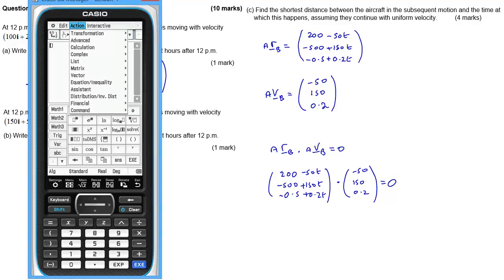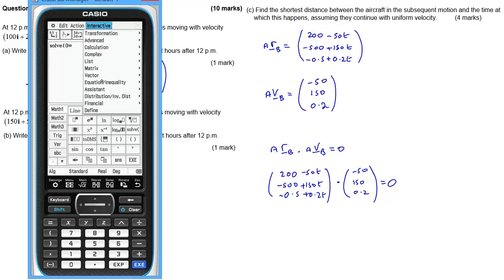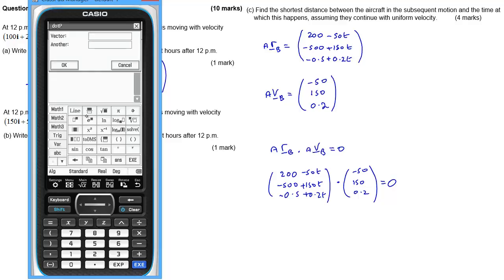So we're going to solve, and I always find it's best to put the 0 equals in first when you do this, and then we're going to have a dot product, so vector dot p, and in the top there we'll put the first vector, so 200 minus 50, it's just best to use x, and then we've got negative 500, add 150x, and then we've got negative 0.5, add 0.2x, and then our other vector is going to be this one, so negative 50, 150, and 0.2.